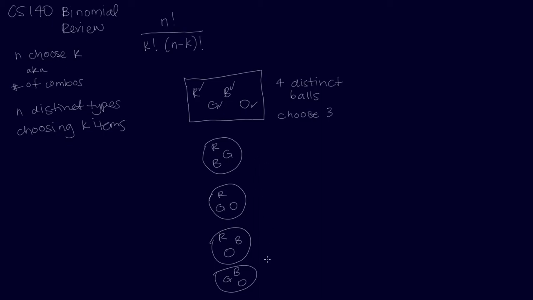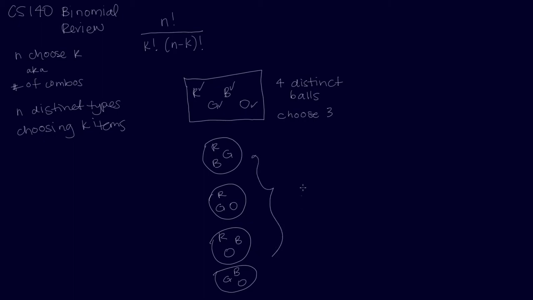You can see here that the order doesn't matter. I'm just acting as if they're a handful of balls. I don't care that the green is before the blue or the orange. There is no conceptual formation of order here. So that's important to realize. And I can see I have 4.